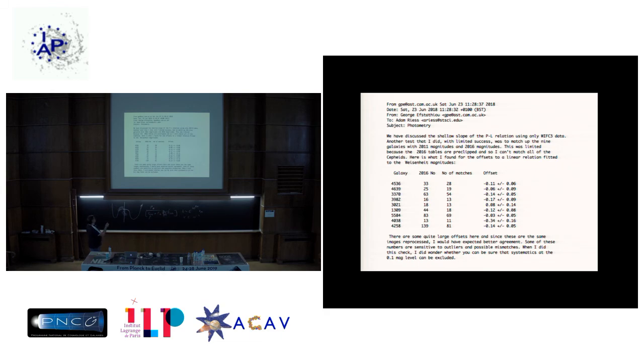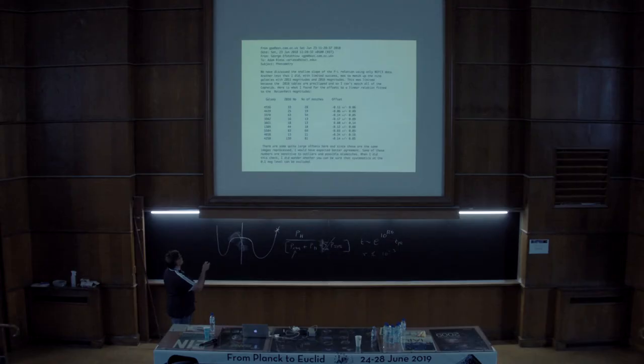But here, all I did was look at the photometry as it was in 2011 compared to the photometry that was published in 2016, object by object. And here, I couldn't match everything because we don't have all of the data. So I matched all of the objects that I could. And here are the offsets. You'll see that they're typically more than 0.1 magnitude away.